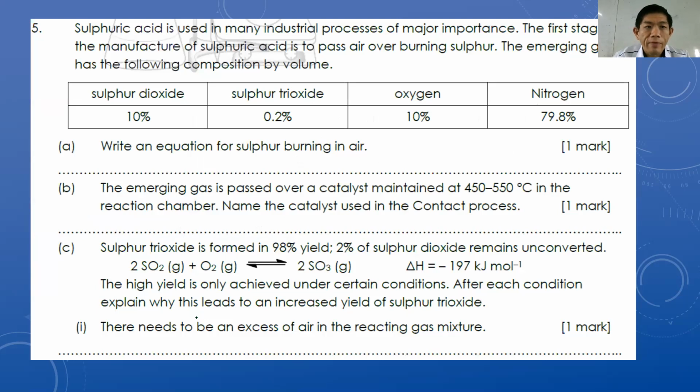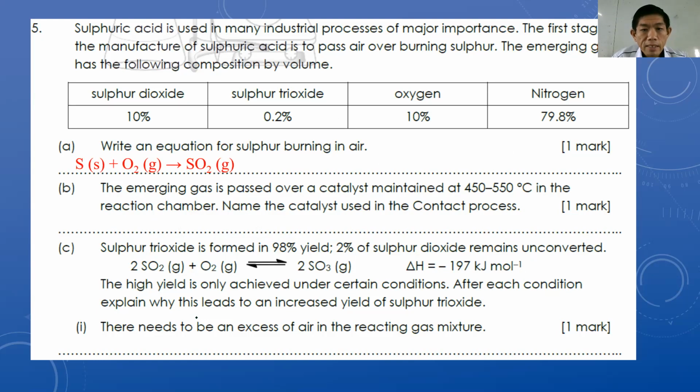Immediately we move to question number 5. Sulfuric acid is used in many industrial processes of major importance. The first stage of the manufacture of sulfuric acid is to pass air over burning sulfur. The emerging gas has the following composition by volume: 10% sulfur dioxide, 0.2% sulfur trioxide, oxygen 10%, and nitrogen 79.8%. So A, write the equation for the sulfur burning in air. When sulfur burns in air, you first form sulfur dioxide.